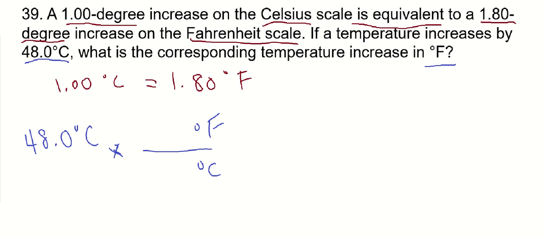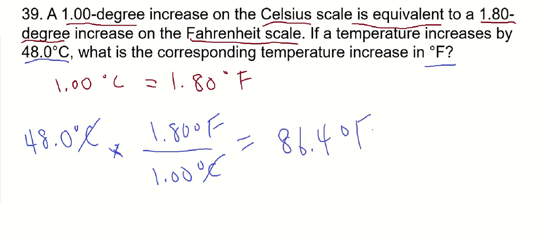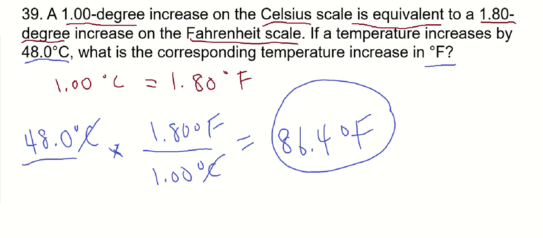Make sure this conversion factor is a ratio of equal measurements. So 1.00 Celsius goes there, 1.80 goes up there. Cross out the units, just good habit. So just multiply 48 times 1.8, and we get 86.4. And don't forget your unit. That's the only unit left in our work, so that is going to be your final answer. Check the sig figs. You got 3 in your measurement, 3 in your final answer because you're multiplying and dividing.